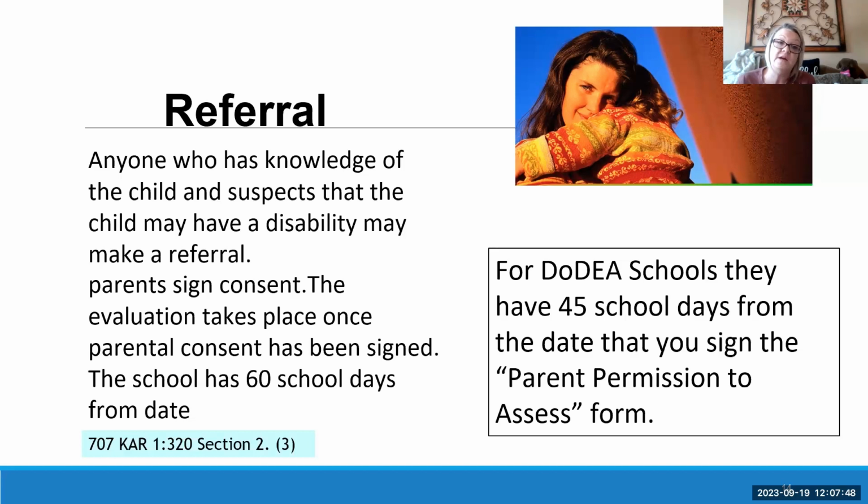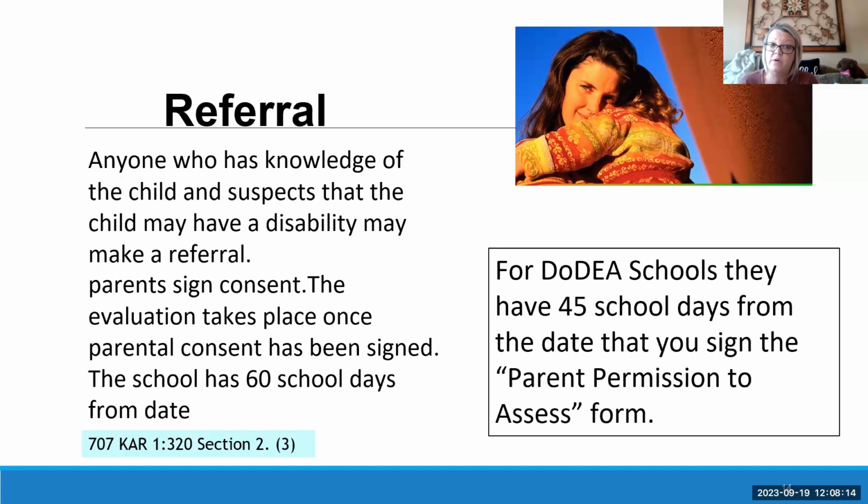And that is also a very important thing to remember. 60 school days does not count weekends or summer break or holiday breaks. It's going to go by school days. So if an evaluation is started at the end of a school year, it may not be finished until the beginning of the next school year.